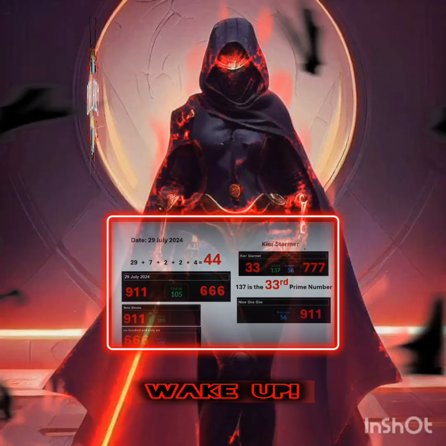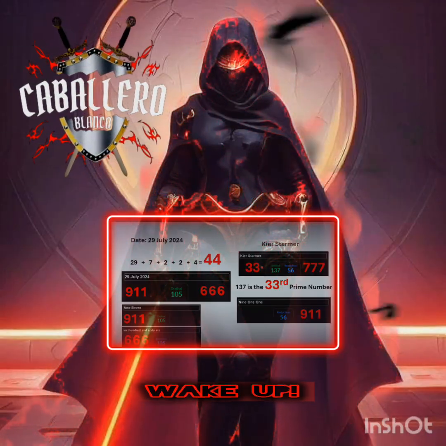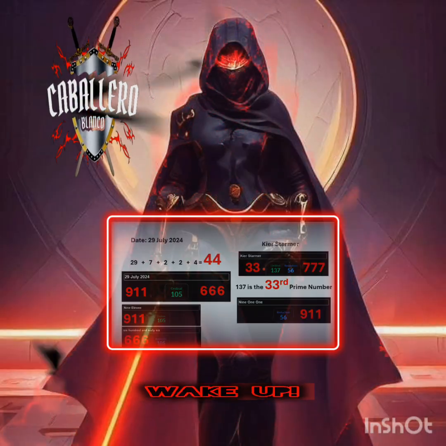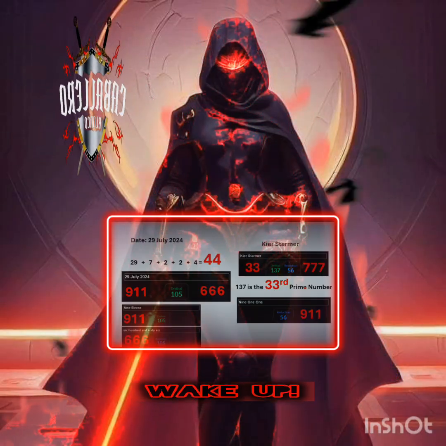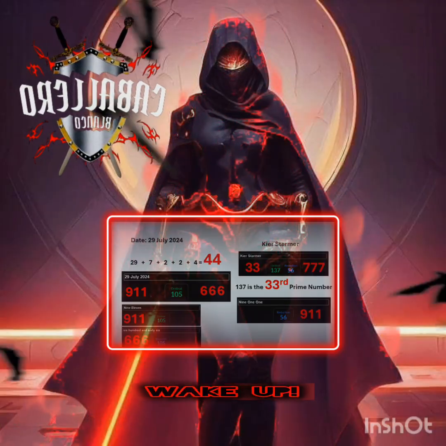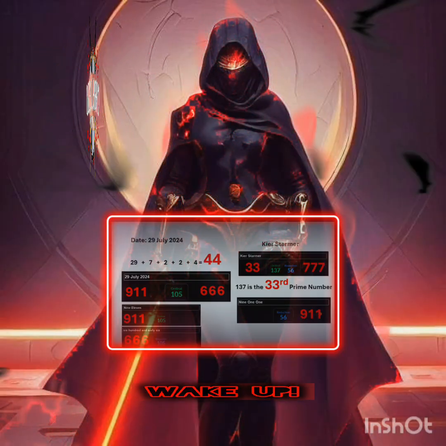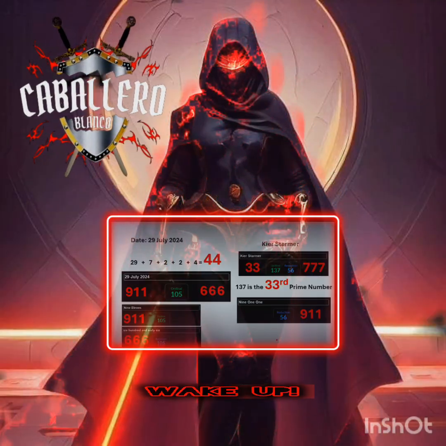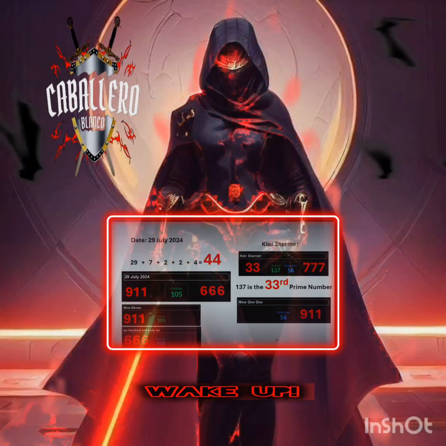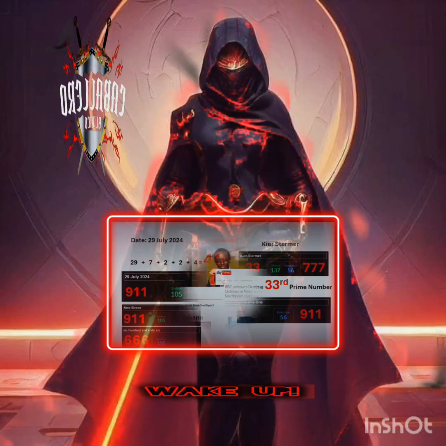And then Keir Starmer, Mr. Agenda 2030, is 137, which is the 33rd prime number, and 56 again for 777. And 9/11, 7 times 7 plus 7, 49 plus 7 is 56. So he is very, very, very coded indeed.